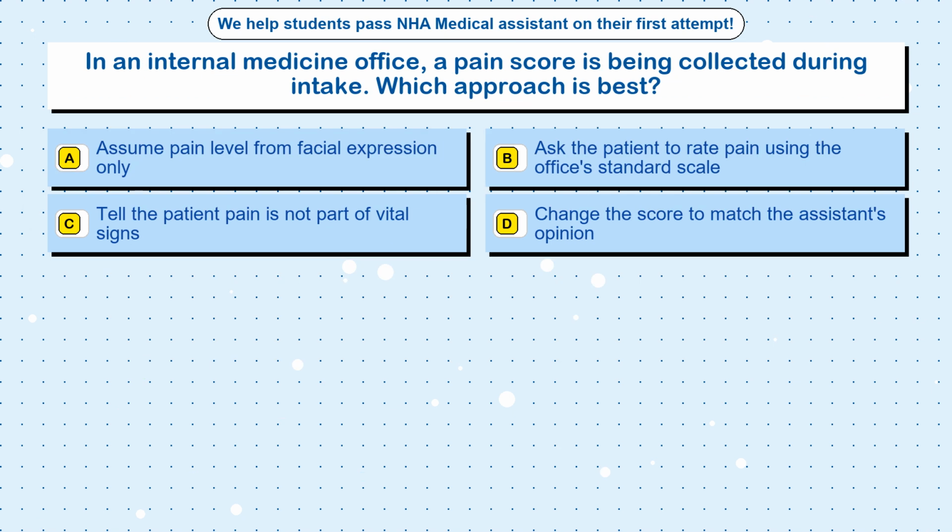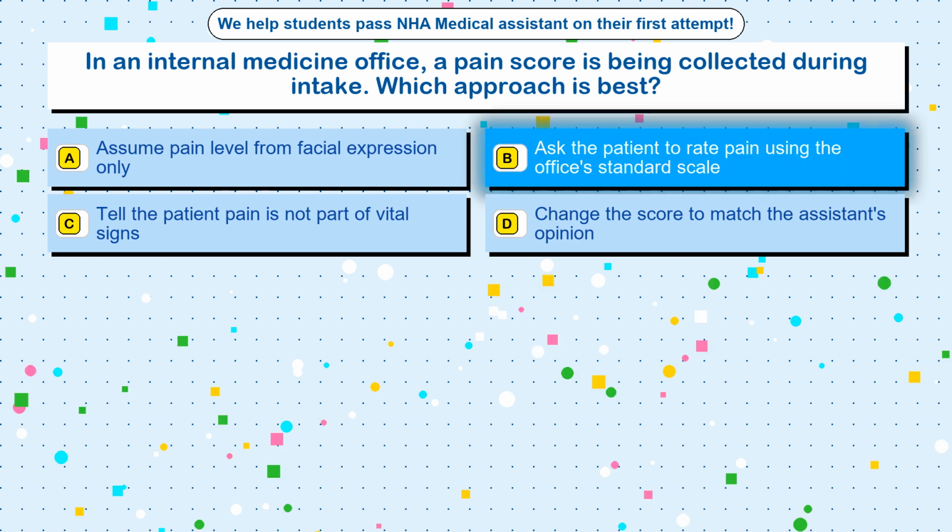Question 68. In an internal medicine office, a pain score is being collected during intake. Which approach is best? Option A, assume pain level from facial expression only. Option B, ask the patient to rate pain using the office's standard scale. Option C, tell the patient pain is not part of vital signs. Option D, change the score to match the assistant's opinion.